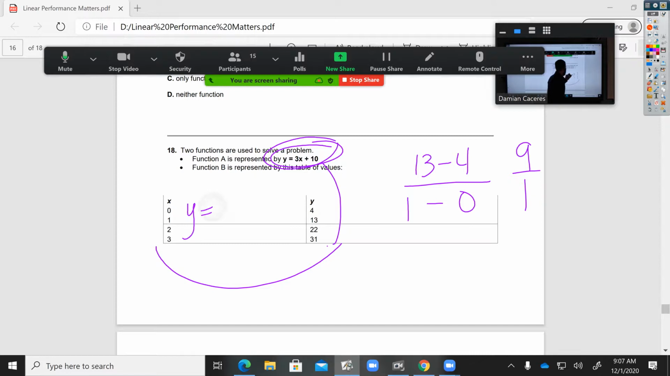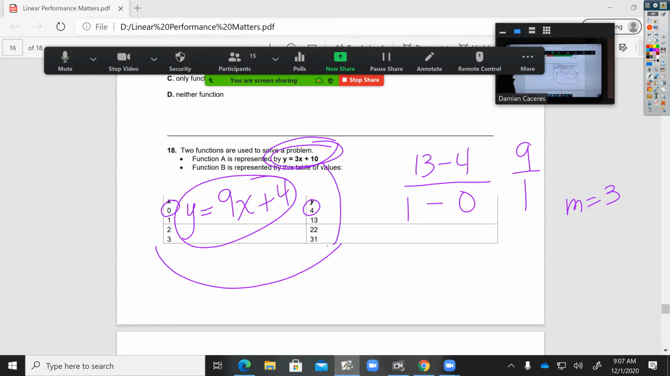So the slope here is 9. So we have y equals 9x plus b. The y-intercept, I don't have to calculate because I have it here. Whenever the x value is 0, that number associated with it is your y-intercept. So I already have my information. On the first equation, slope is 3, y-intercept is 10. And on the second equation, slope is 9, y-intercept is positive 4. Now we can answer the questions below.